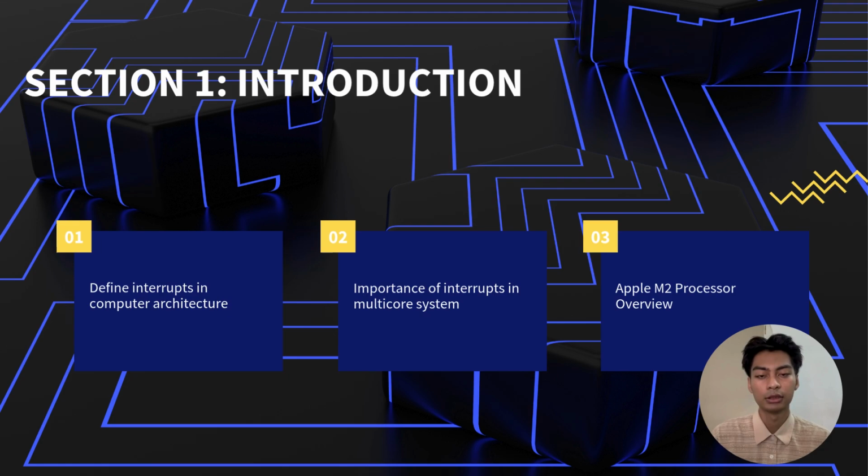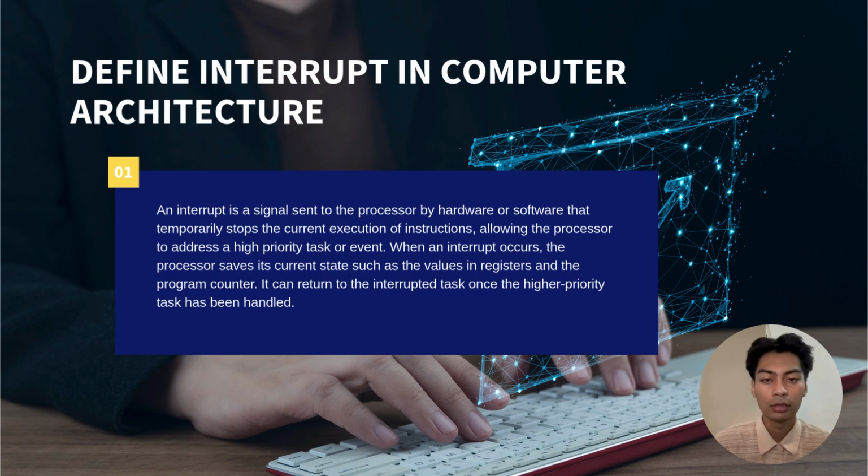Starting with the first session, the introduction to our presentation. I will explain three main things in this part, which is the definition, importance, and the overview of the M2 processor. Okay, first is the definition of an interrupt. An interrupt is like a phone call to the processor when it's busy doing something, but an important signal tells it to pause. It quickly deals with something more important, and then it goes back to what it was doing before. So the processor remembers exactly where it left off, so nothing is lost.